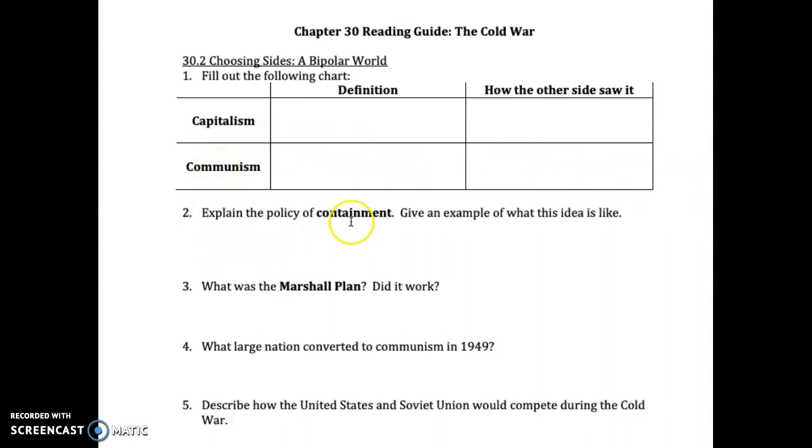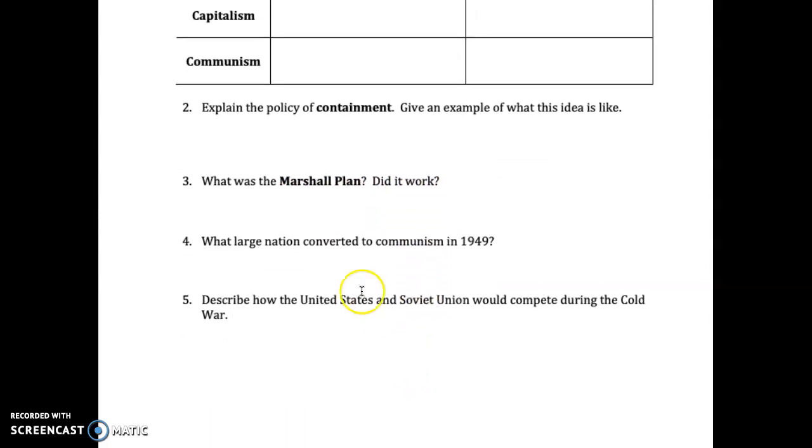Then you're going to explain the policy of containment and give an example of what this is like, the idea of it, what the Marshall Plan was, and whether it worked or not. This is a one-word answer where you're going to explain what large nation converted to communism in 1949. And then lastly, you're going to describe how the United States and the Soviet Union would compete during the Cold War. And this is actually a question we're going to come back to several times because there's many things they competed over during this time period.